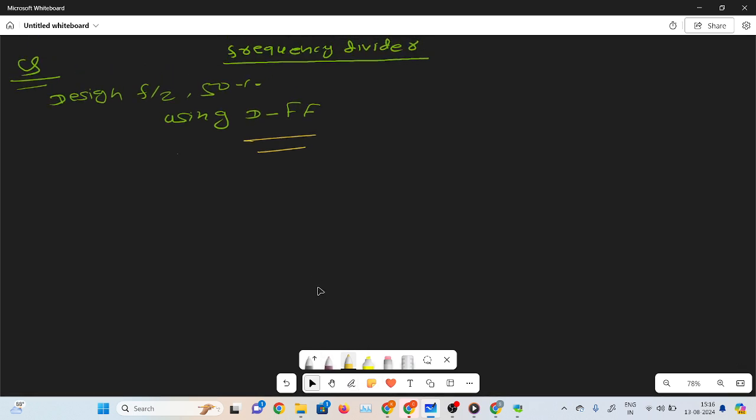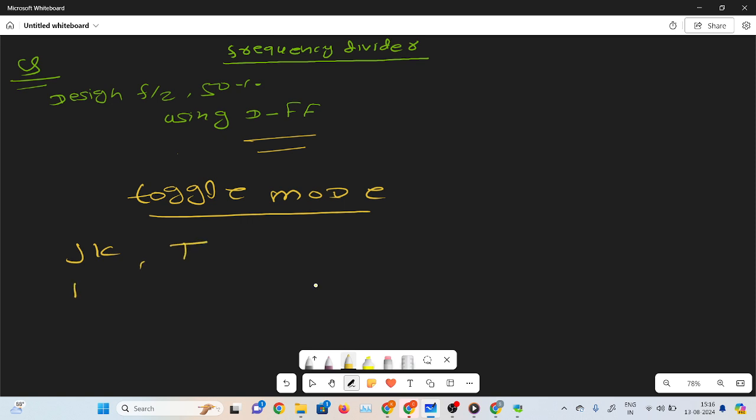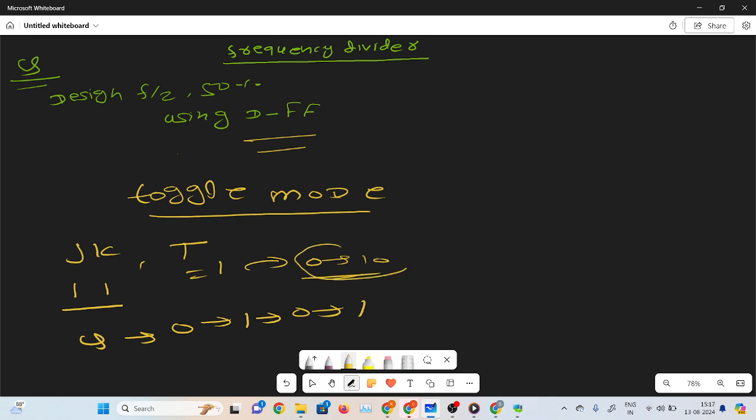So just I am asking one thing to you. Do you know about the toggle mode? I think you have already an idea about that. Toggle means, if you talk about the JK flip flop and T flip flop, in that if J is one and K is also one, the flip flop behaves as a toggle mode. Toggle mode means it will be zero, then one, then zero, then one. In T flip flop also the same. If T is equal to one, then the T flip flop behaves as a toggle mode, then 0, then 1, then 0, then 1, like that. So this is the concept of the toggle.